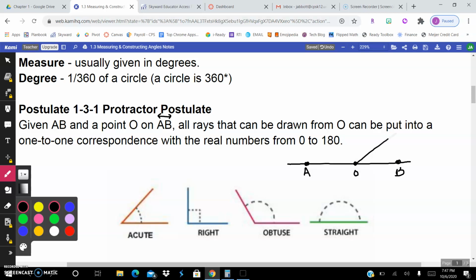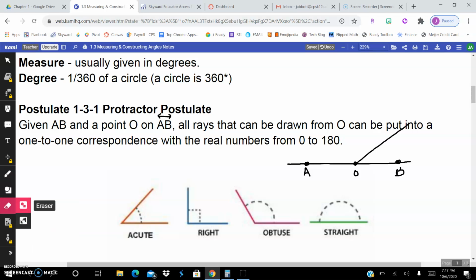So if I drew a ray out here, we can say if I measured that, maybe that angle is 30 degrees. And then if I drew a different one, if I did one straight up and down, then that angle would be 90 degrees. If we drew one out this way and we were looking at this angle here, then maybe that's 120 degrees. So no matter what we do, we're going to have an angle that's anywhere from 0 to 180 degrees.